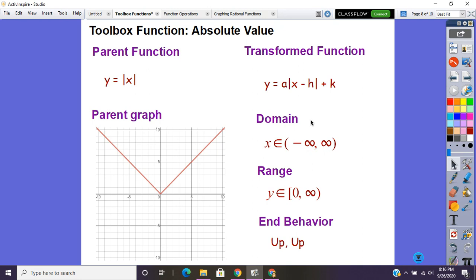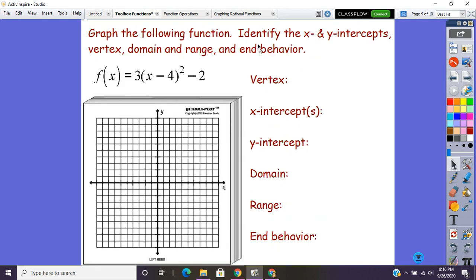And feel free to pause if you still are trying to catch up on all your writing and rewatch these parts if need be. So let's move on to a couple examples. Here's our first example. So we're going to graph the following function. So identify the x and y intercepts, the vertex, domain and range, and end behavior.